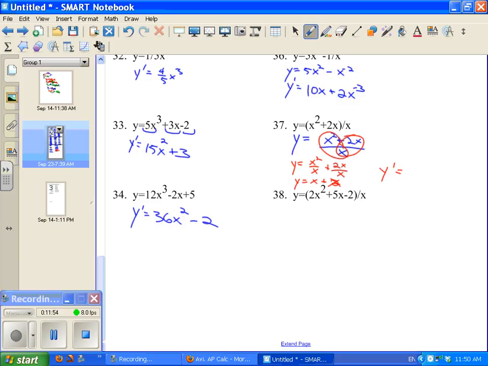You get x. You don't get x. You get 1. Same idea on this one, so don't let it confuse you. So I rewrite this, I'm going to get 2x squared plus 5x minus 2 all over x.